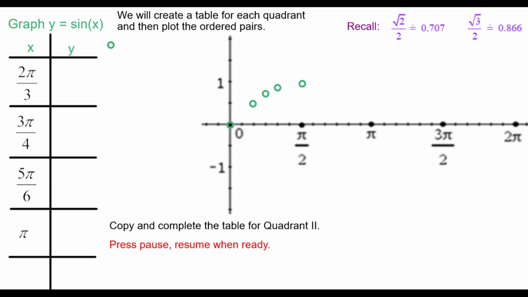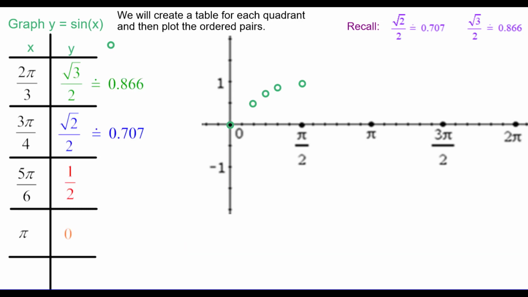Here are the values for quadrant 2. Copy and complete the table. Press pause when you've completed it and resume. These are the values you should have, including the decimal approximations. Plot the points, press pause, resume when you're finished.